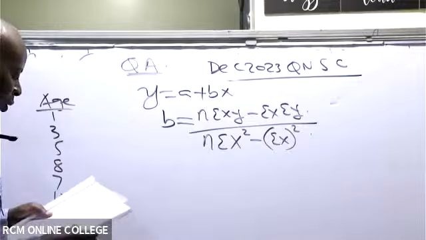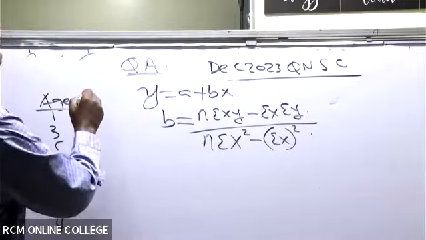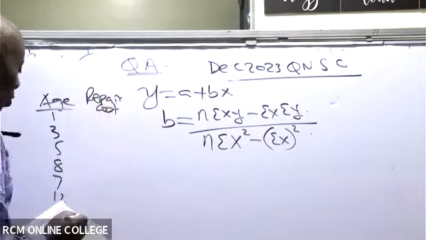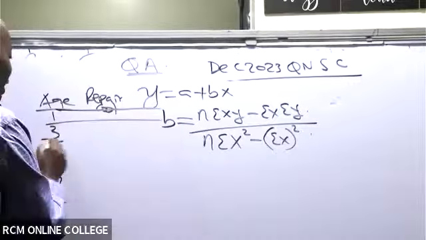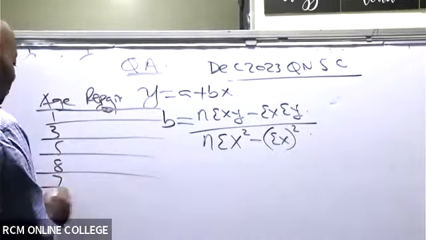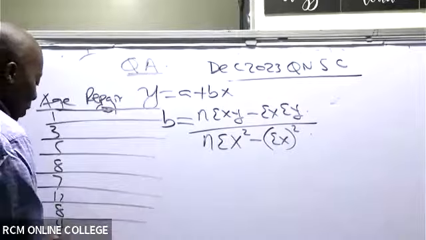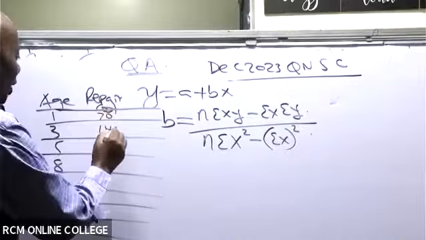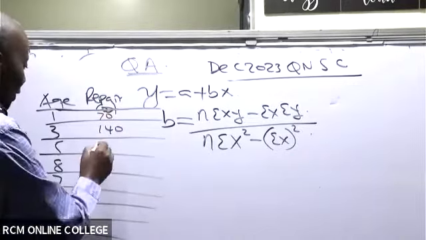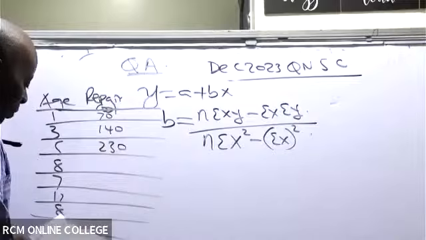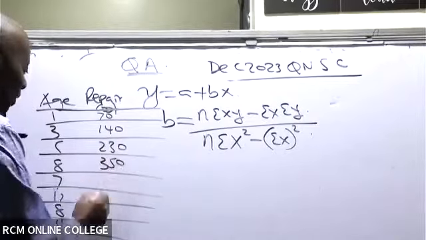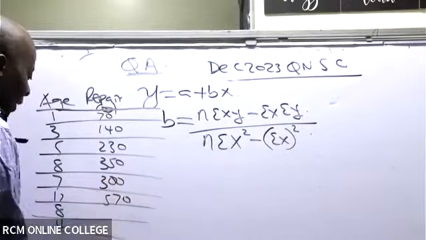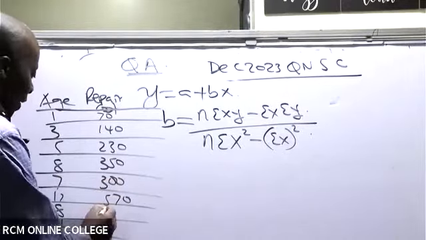And then we have a repair cost. What do we have here as our repair cost? The first one is 70. Then we have 140. Then we have 230. Then we have 350, 300, 570, 350, 200.